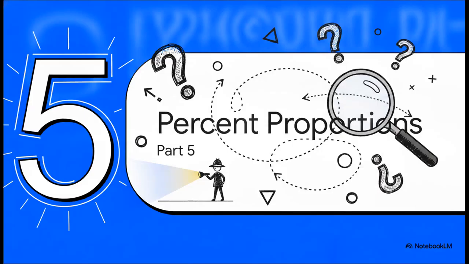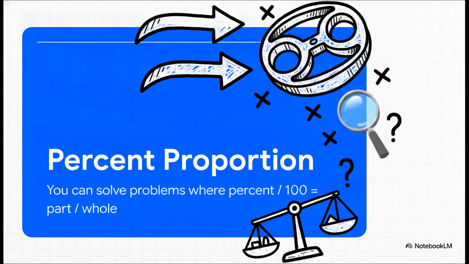And finally, the grand finale, Section 5, Solving Percent Proportions. This is the climax of our math toolbox right here. We're going to use everything we've learned so far to solve percent proportions when a critical piece of the puzzle is missing. This is where you officially become a mathematical detective. This formula is essentially your master decoder ring, the percent proportion.